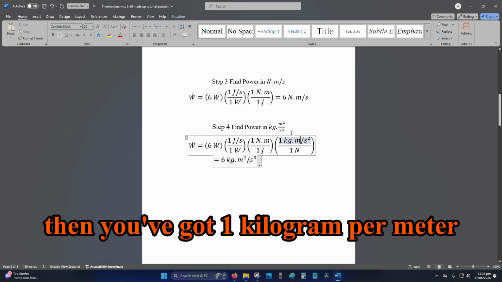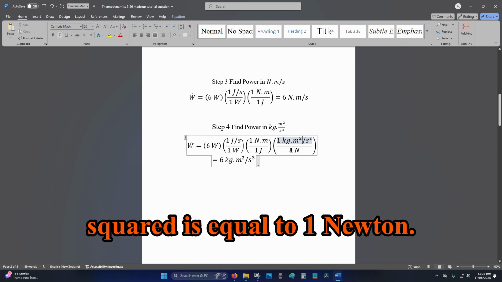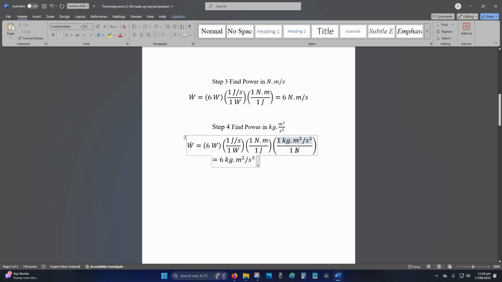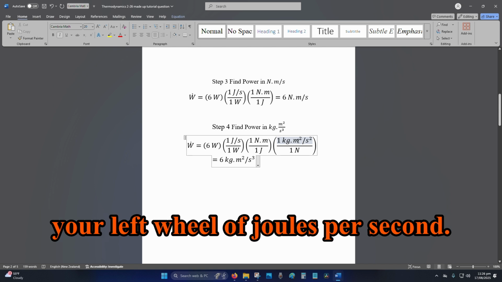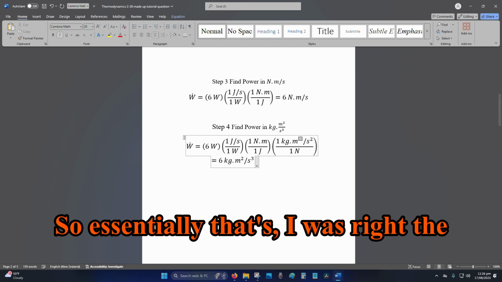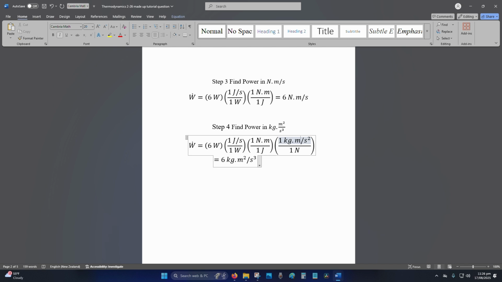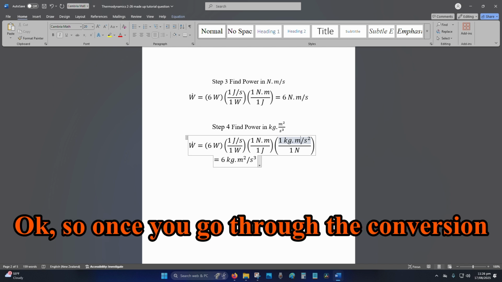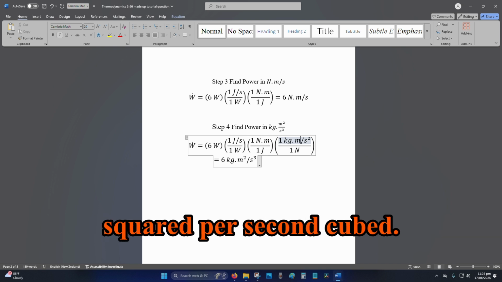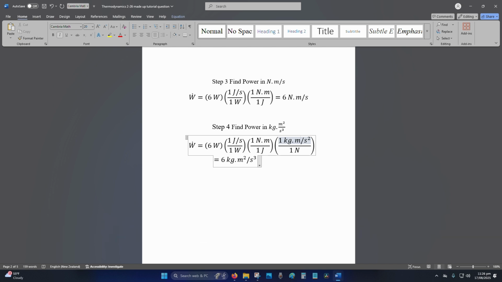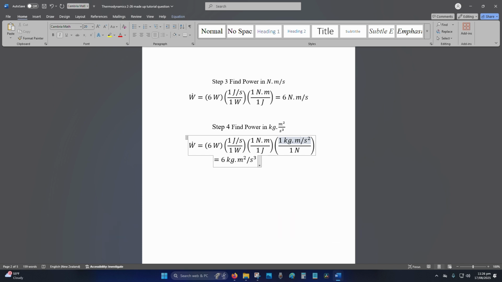per meter squared per second squared is equal to 1 Newton. So you cancel out the Newton, and then you're left with, actually, I was right the first time. It's just meter. Okay, so once you go through the conversion process, you'll get 6 kilogram meters squared per second cubed.